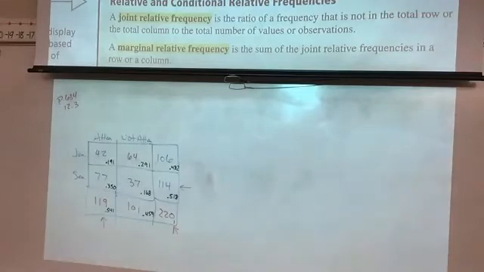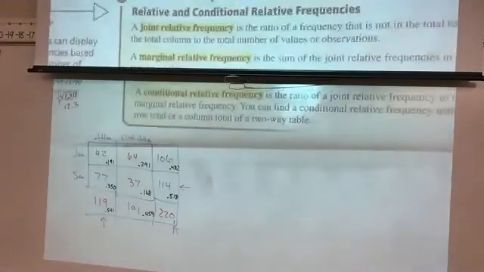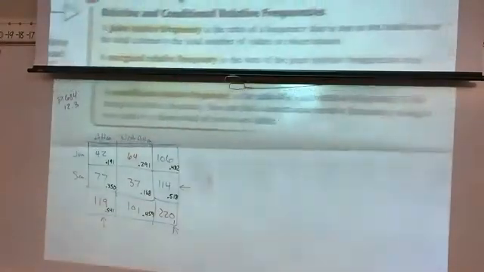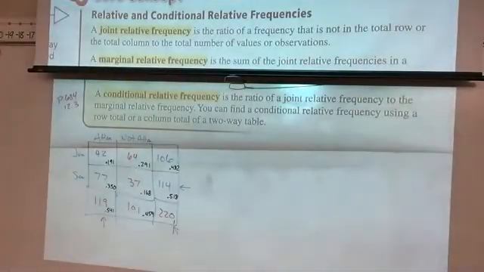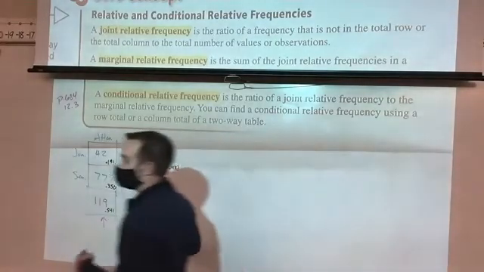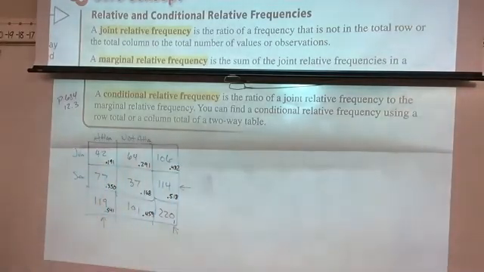Okay, questions on that? The other relative frequency that we have is called a conditional relative frequency. We're adding a condition onto it, so we're not going to be dividing by the grand total this time. We are dividing by either the row total or the column total.